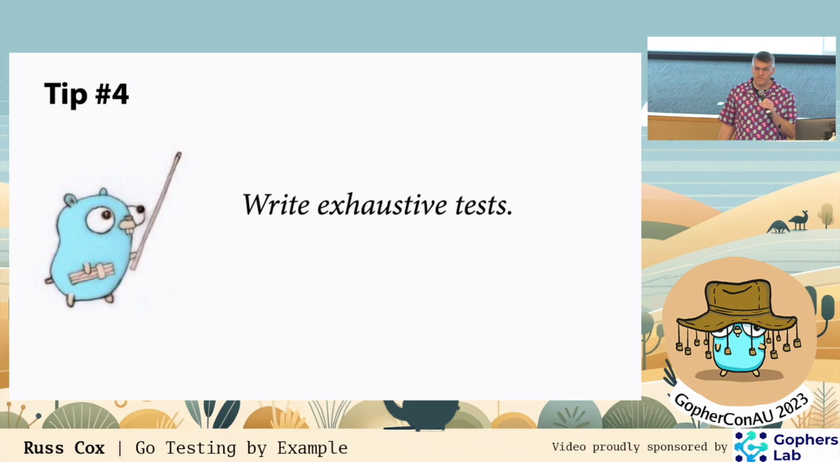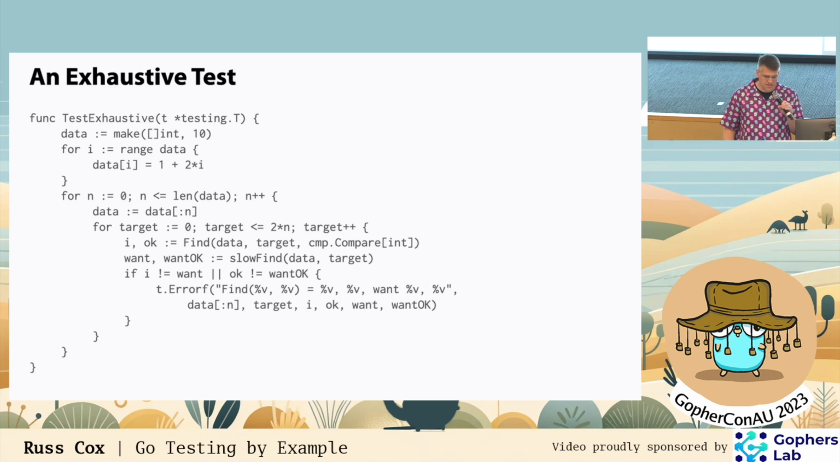Tip number 4 is to write exhaustive tests. If you can test every possible input to a function, you absolutely should. And this may be unrealistic. Most functions take an infinite number of inputs. But you can usually test all inputs up to a certain size and under certain constraints. And when you can do that, you absolutely should. So here is an exhaustive test for binary search.